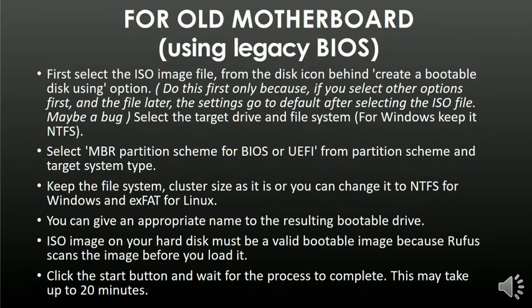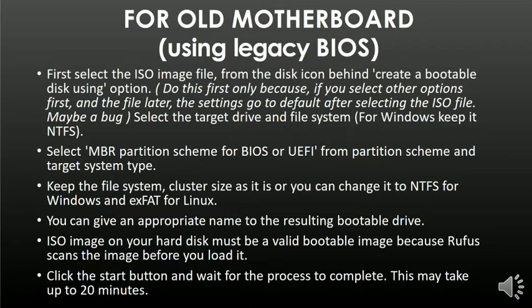For an old motherboard using legacy BIOS, first, select the ISO image file. From the disk icon beside it, choose the create a bootable disk using option. Do this first only, because if you select other options first and the file later, the settings go to default after selecting the ISO file, maybe a bug. Select the target drive and file system. For Windows, keep it NTFS.